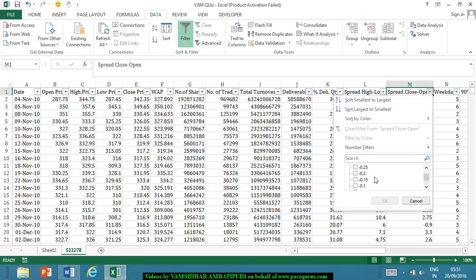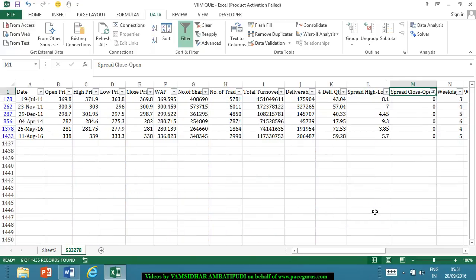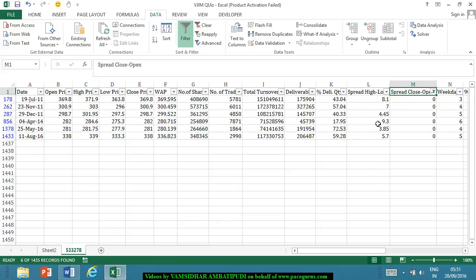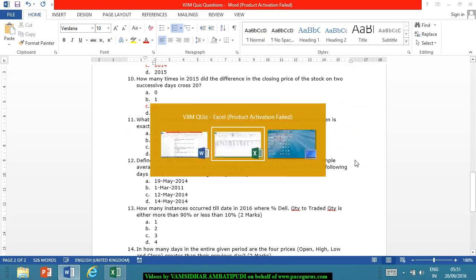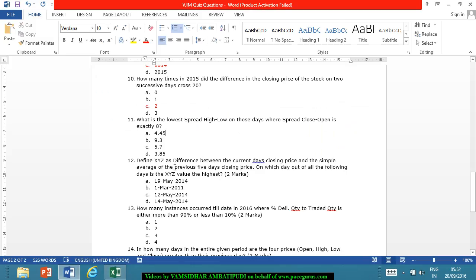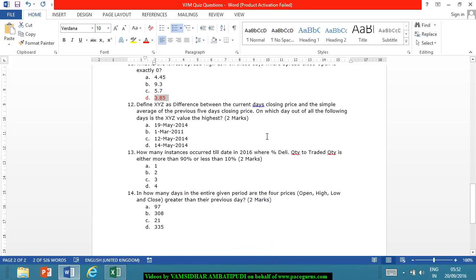Okay, so whenever the spread is exactly 0, so these are the days in which the close minus open is exactly 0. I'm finding out what is the lowest spread, high minus low. So if you see the spread high minus low, this is the lowest or this is the lowest. So I can very well say that 3.85 is the spread which is the lowest out of all those days where the spread close minus open is exactly 0. So I can very well mark 3.85 as my option choice here.